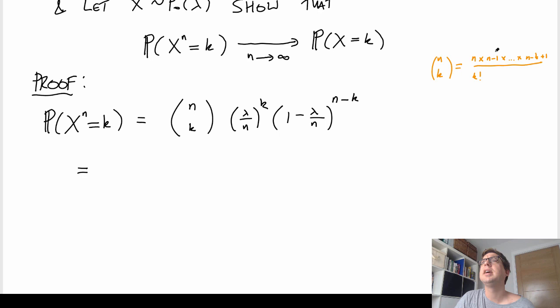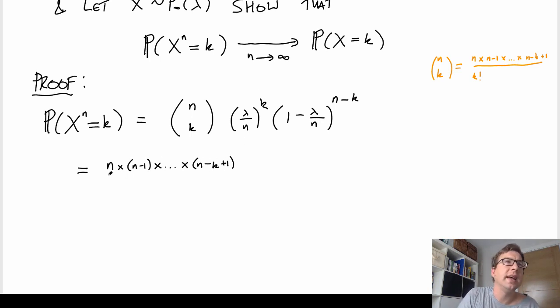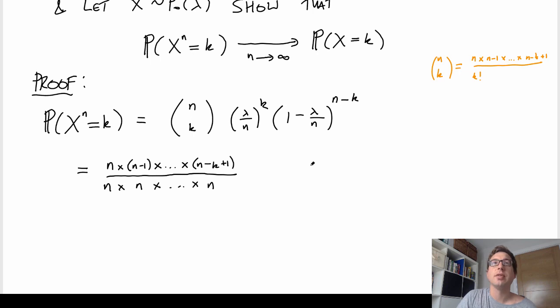Basically we pick up the first k terms from n factorial. I'm going to write it out like that and match it up with the n to the power of k over here. So I can write this as n times n minus 1 all the way down to n minus k plus 1, so k terms here, divided by these k terms each equal to n, so n times n times n. And then finally I've got this k factorial left over.